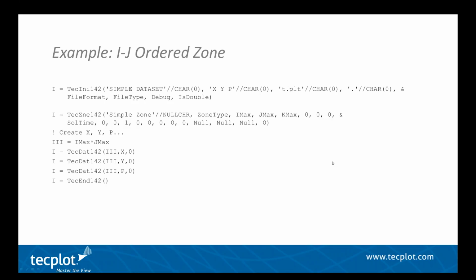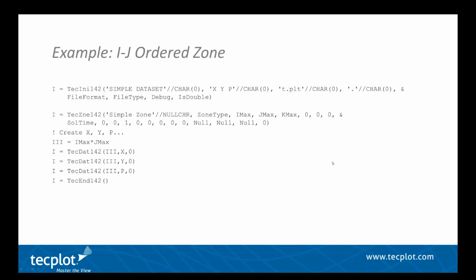Next, we're going to output our X, Y, and P. You can see I left out the code where we actually calculate and fill out those arrays. So down below we assume that we have arrays X, Y, and P that have already been filled with the values you want to output. And in this case we're going to output each of those arrays in its entirety. Each call to TecDat has the first parameter, the number of values, and the second parameter, the array that contains those values. And the third parameter is whether or not they are double precision. So these are all single precision arrays because that third parameter is 0.